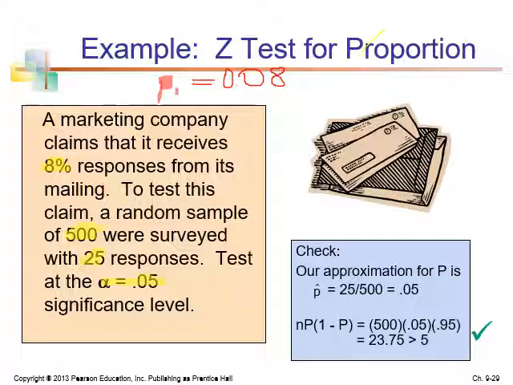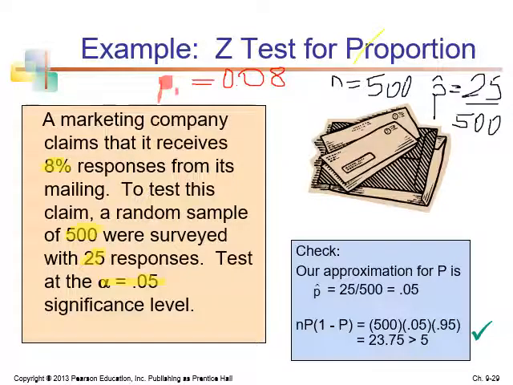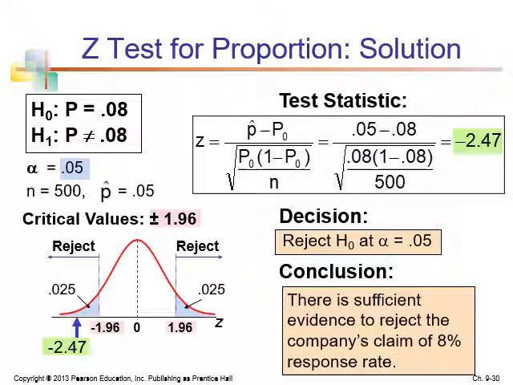Now first, the sample size is equal to 500. Now the proportion from the sample is equal to 25 over 500. And I think this is 0.05. And alpha is also 0.05. So put those numbers into the z statistic.